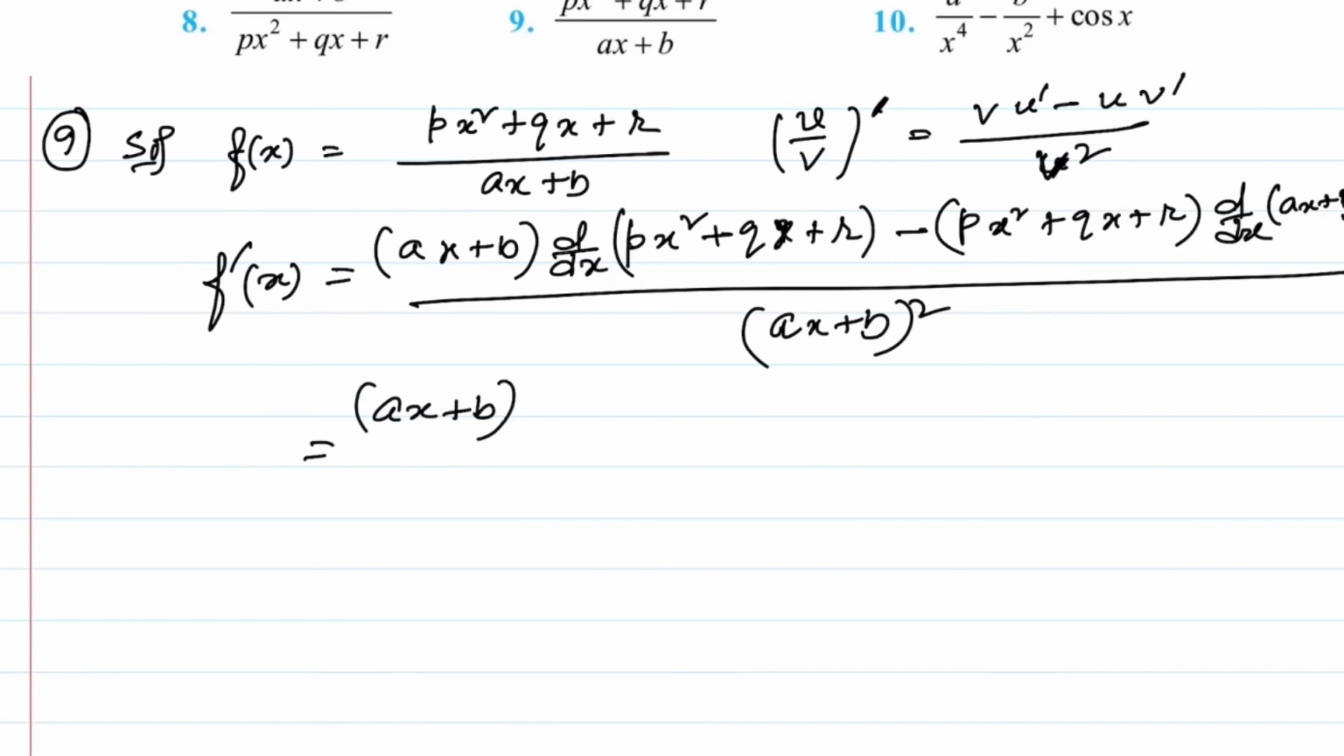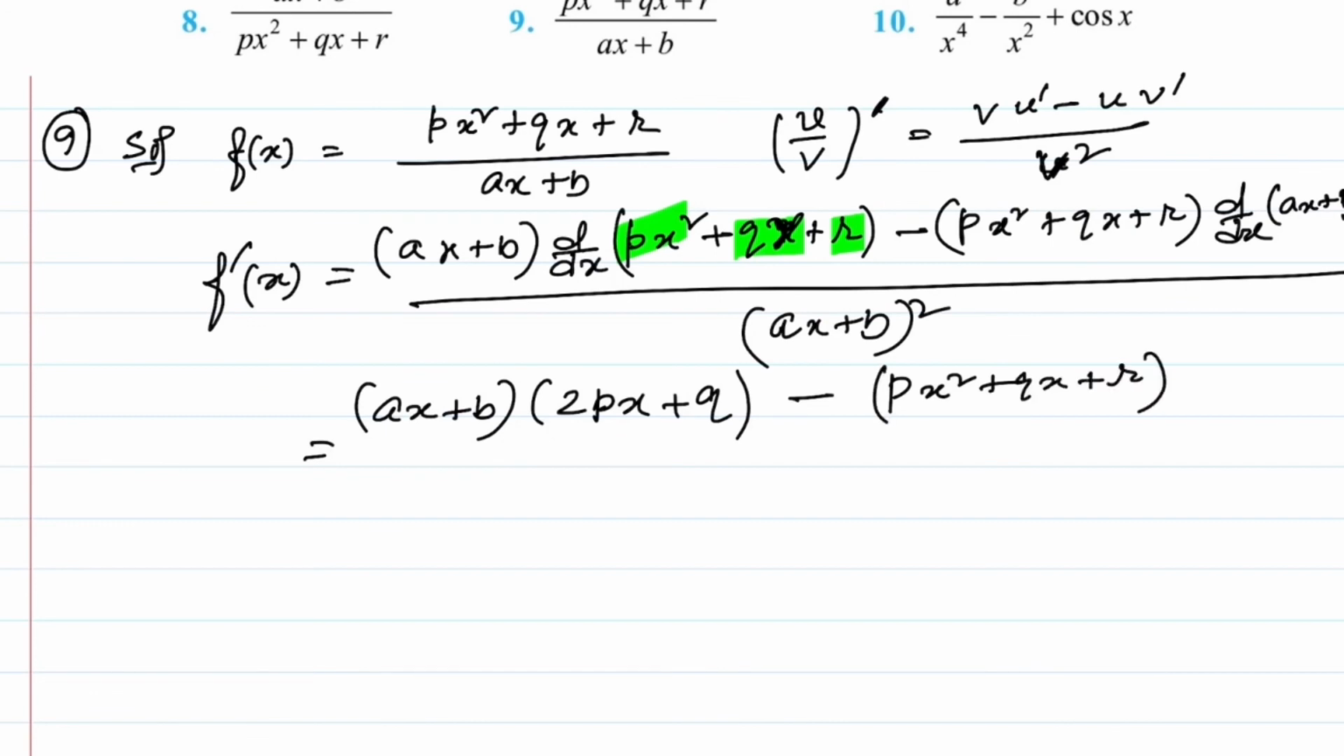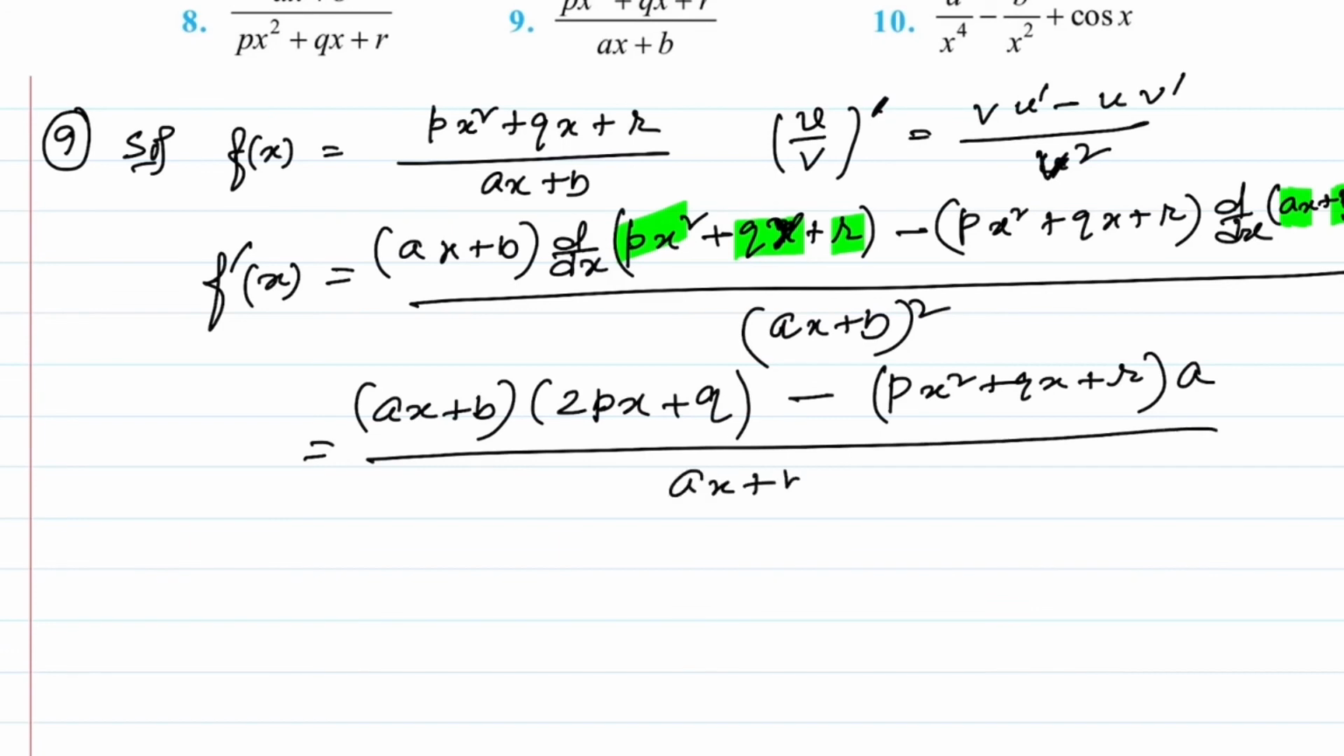Now ax plus b, derivative of px square is 2px, and derivative of qx will be q into 1, that is q only. This is qx, so it will be q, and derivative of r is a constant, so it's going to be 0, minus px square plus qx plus r. Then derivative of ax is simply a into 1, that is a, and derivative of b is 0. Okay, so now it is ax plus b whole square, denominator square.